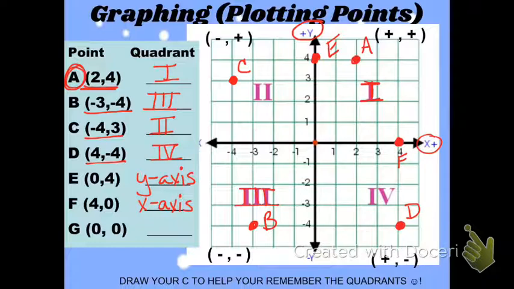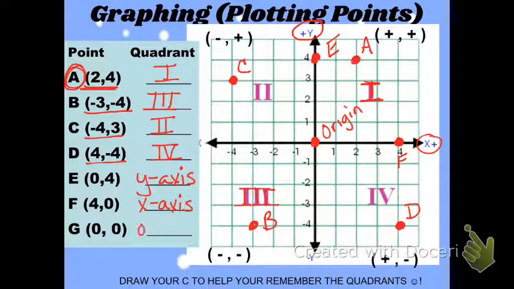All right, now our last one says 0, 0. So it means we go across to 0 and we go up or down to 0. We don't move. In other words, we're going to stay right in the middle. Anybody know the name of that point that's right in the middle? It has a special name. It's called the origin.